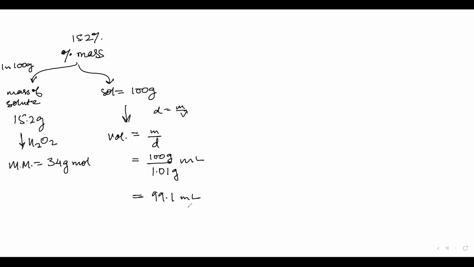So now this is easy. You have got the volume in ml, and you have 34 grams per mole, so you will find the number of moles of H2O2, which will be equal to 15.2 grams upon 34 grams per mole. Then you will convert the volume into liters, then divide it.